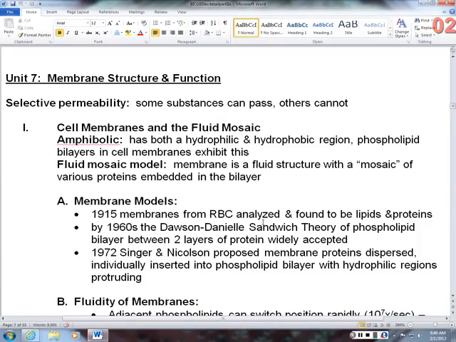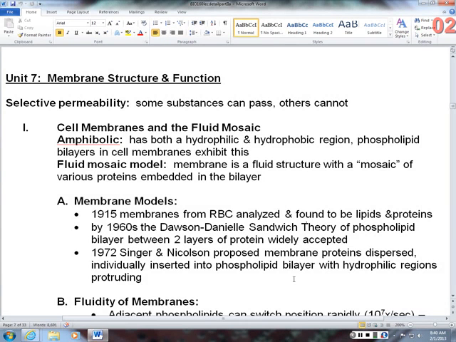So you've got your phospholipid bilayer, and then you've got various proteins. You've got your striped balls, and then you've got some solid ones that float around and can rearrange and move within that. And that's the current membrane model. That has not always been the membrane model.